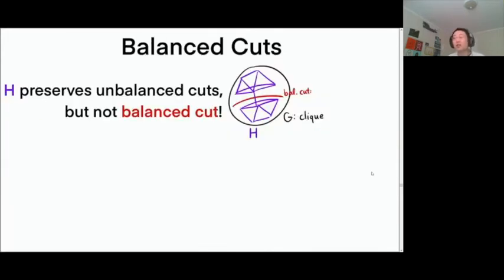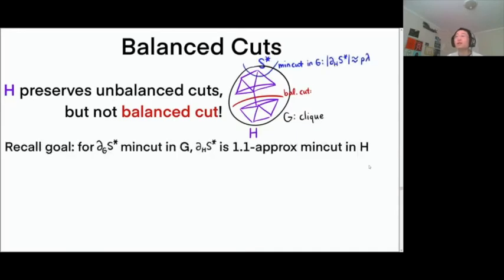So now this essentially covers all unbalanced cuts. But what about balanced cuts? The sample graph we consider can preserve all unbalanced cuts, but there might still be a balanced cut in the graph that's not preserved, and this is not good for us. Let's recall what we want. We want that for the mincut in G, the corresponding cut is a 1.1 approximate mincut in H. In this case, let's suppose the mincut is this degree cut. Then this cut is no longer a 1.1 approximate mincut in H because this balanced cut is much smaller. And that's something that we do not want. We don't want much smaller cuts that are potentially balanced in H.